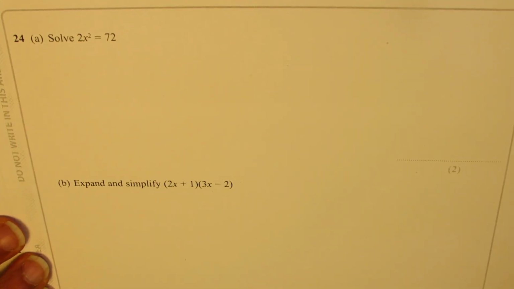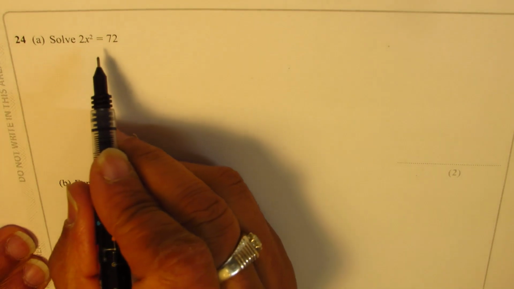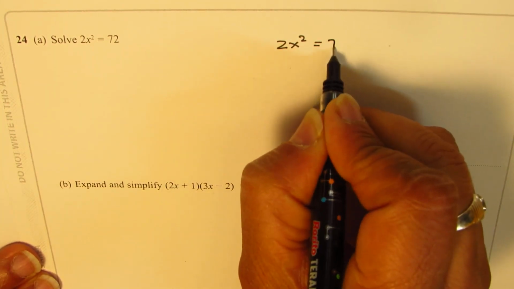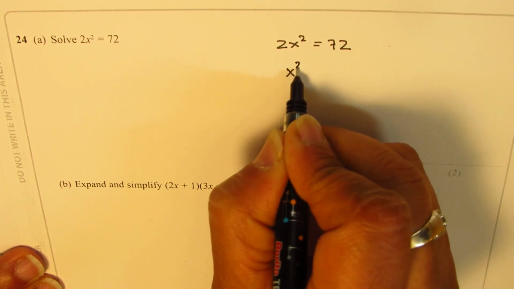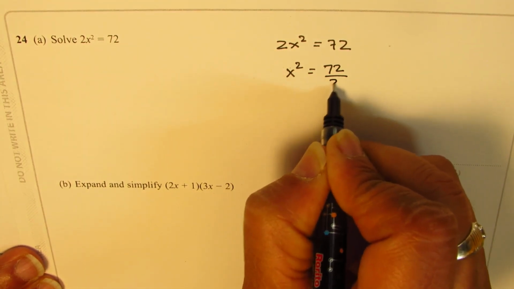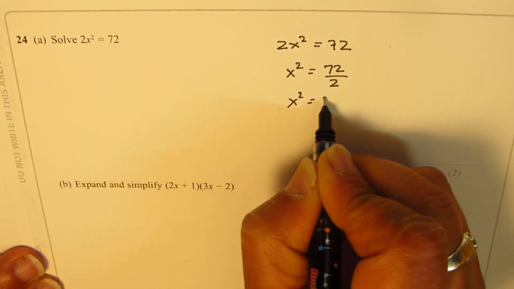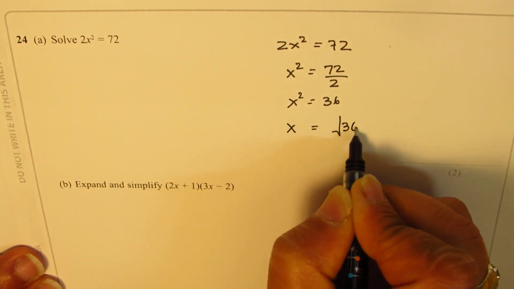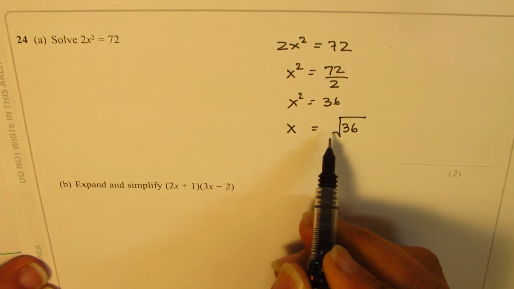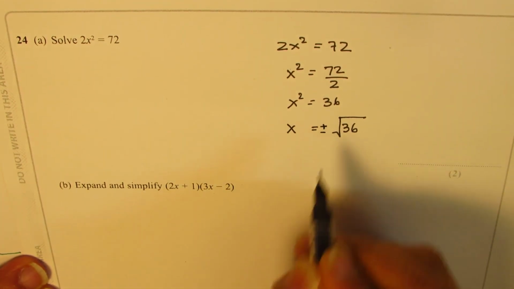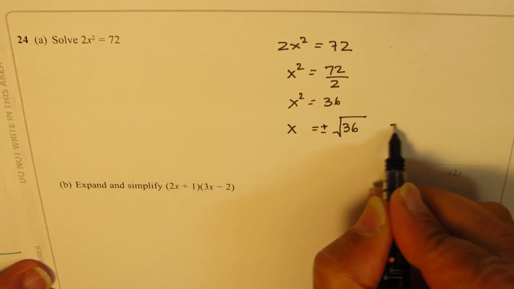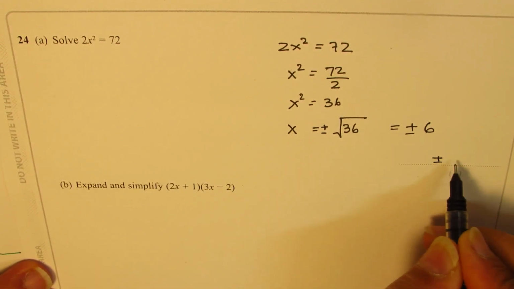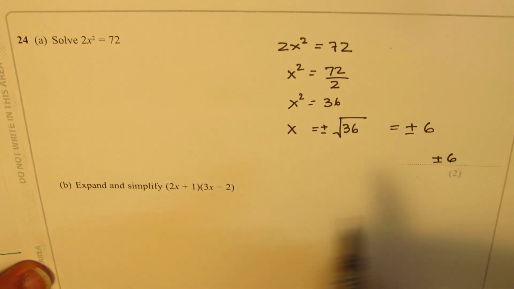Now let's move on and take up the last question. Solve 2x squared equals 72. So x squared is 72 divided by 2, so x squared is 36. So x basically is square root of 36. Whenever you do square root, you have to take plus and minus. So you get 2 answers, plus and minus 6. These are the 2 solutions to your quadratic equation.